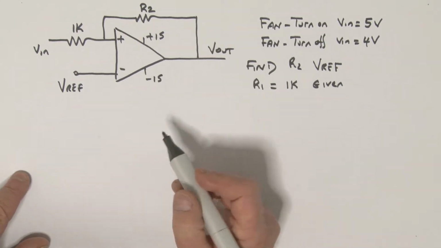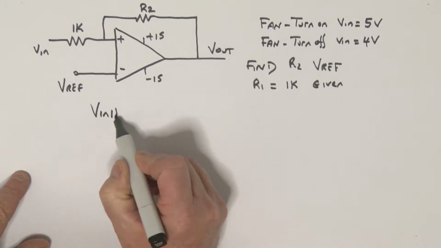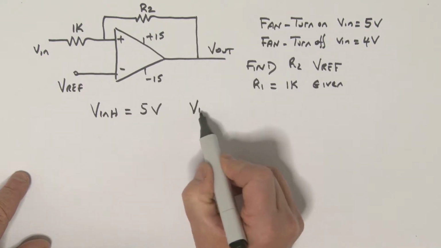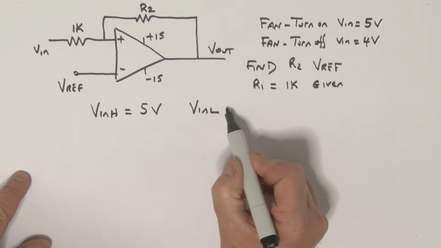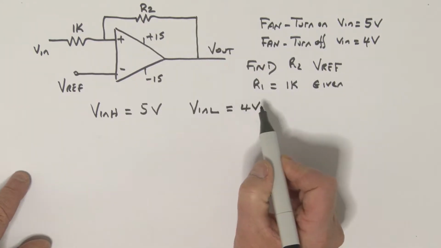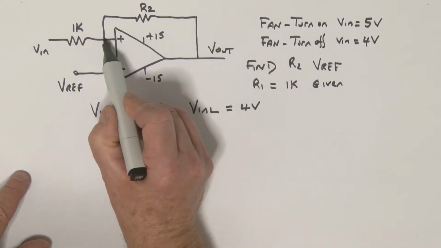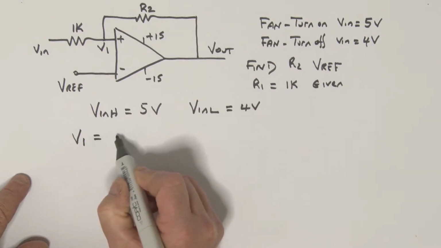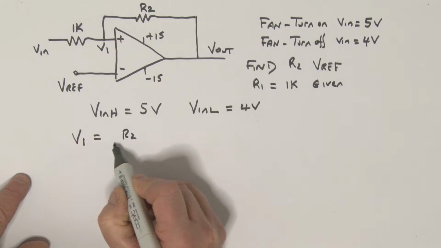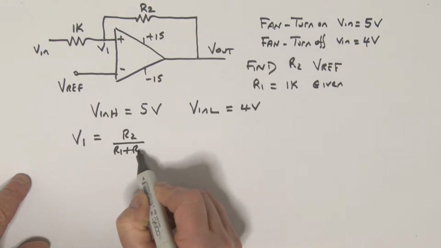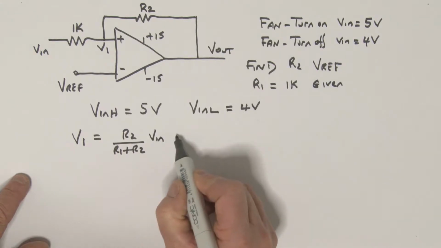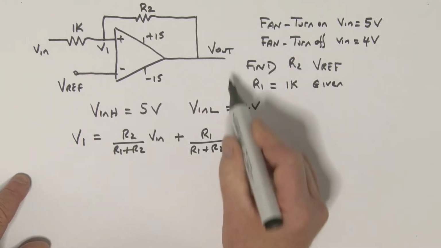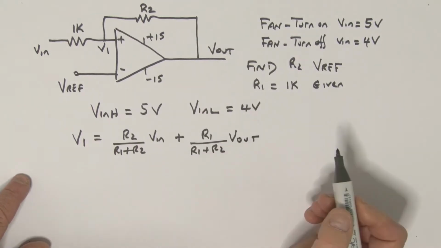All right, a couple of things to note. First of all, V in H is equal to the 5 volts, and V in L, which is our turn off voltage, is equal to 4 volts. We also know this voltage here, V1, and as we've done before, V1 is equal to R2 over R1 plus R2 times the input voltage, plus R1 over R1 plus R2 times the output voltage.